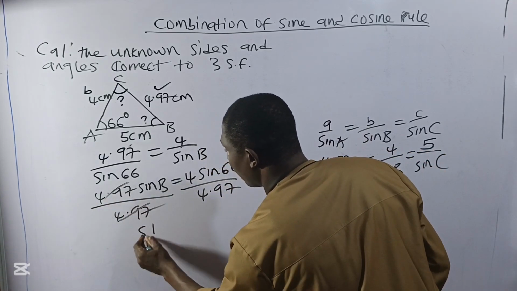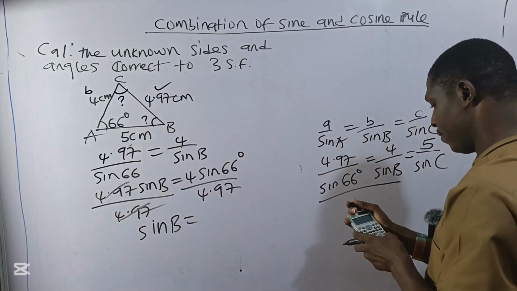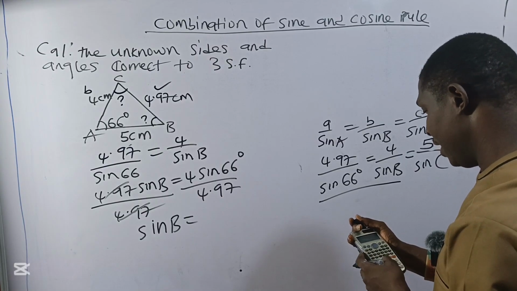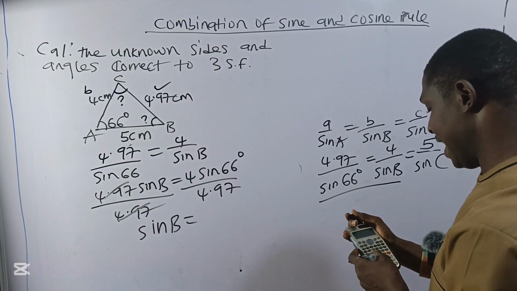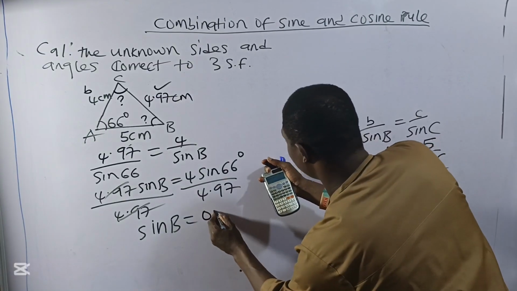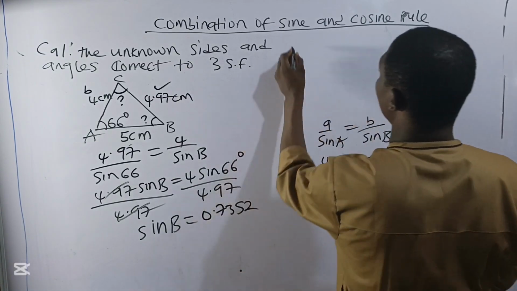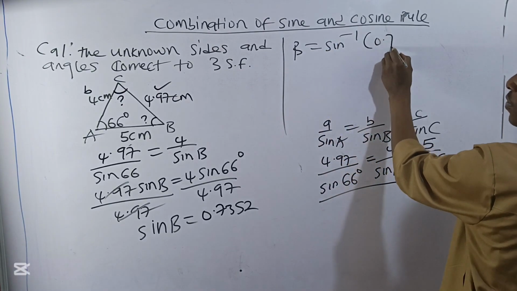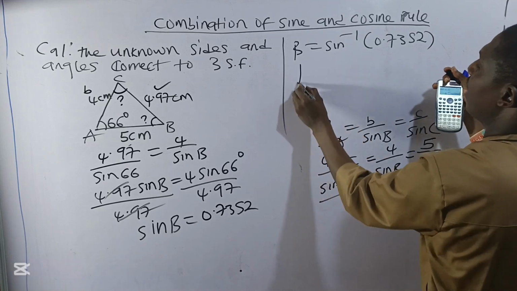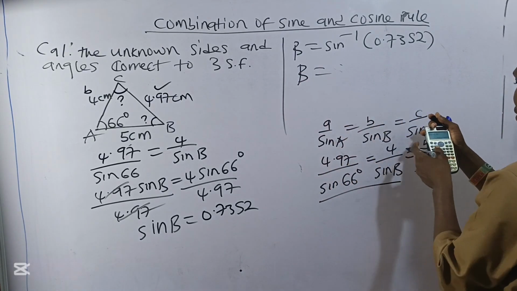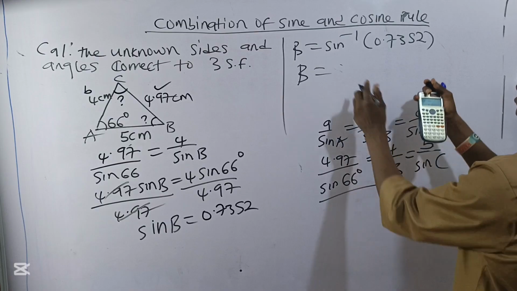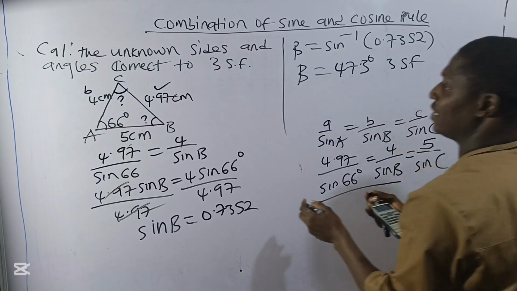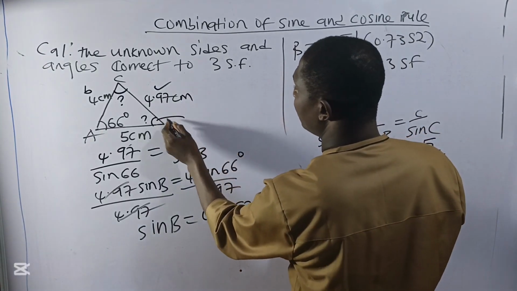This will cancel this, and I'll have sine B equals 4 sine 66, which is 3.65 and so on, divided by 4.97. This will give me 0.7352. So if I look for the arc function of B, which is sine inverse of 0.7352, I will have B equals shift sine of my answer, and I'll have 47.3 degrees to 3 significant figures, like I said.